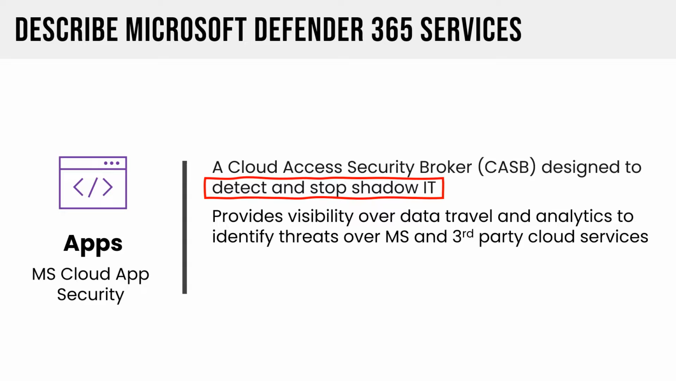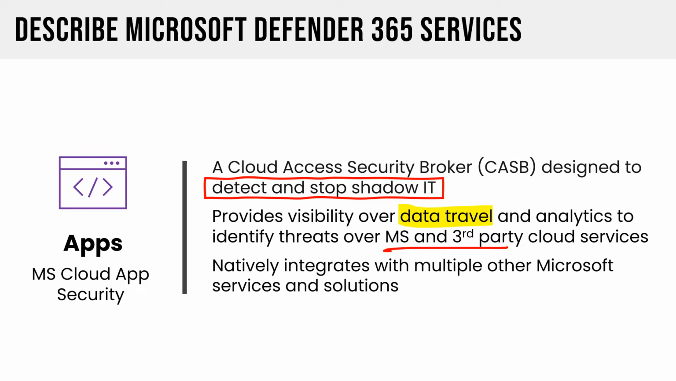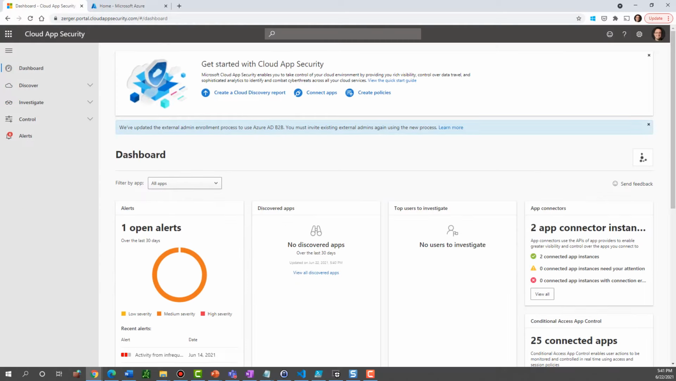We can connect MCAS to other clouds like AWS, for example. But it natively integrates with not only multiple Microsoft services and solutions, but third parties. And remember the key phrase, shadow IT. I'll actually just show you Microsoft Cloud App Security quickly so you have a bit of additional context.